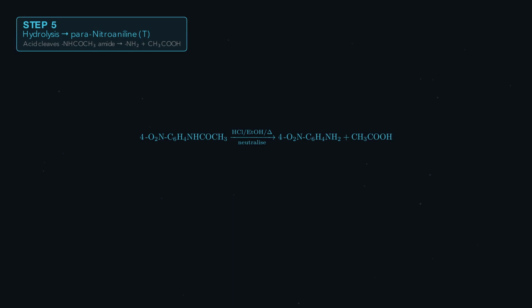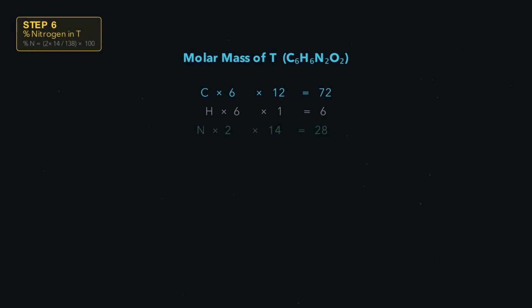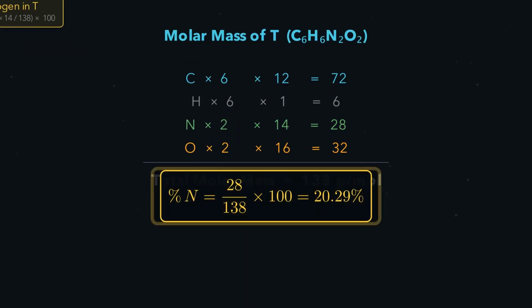With the amine protected as an amide, we run the second nitration. The acetamido group is an ortho-para director. Steric effects at the ortho positions push the new nitro group to the para position. The major product S is para-nitroacetanilide, now carrying 2 nitrogen atoms.